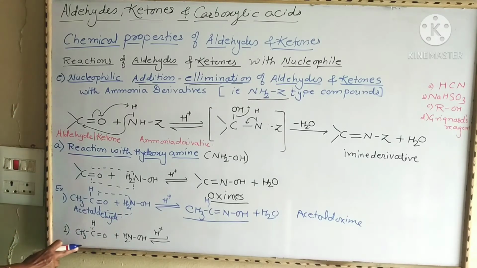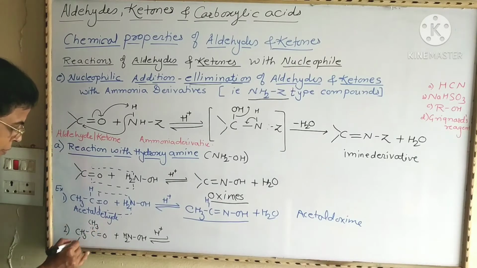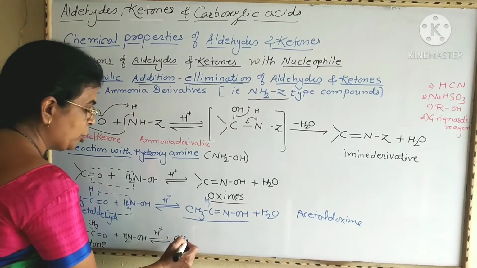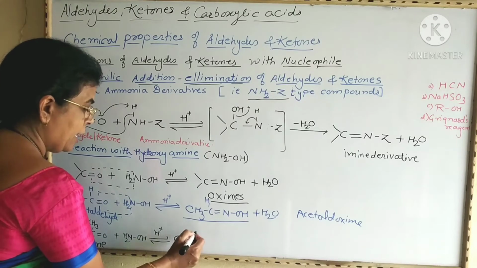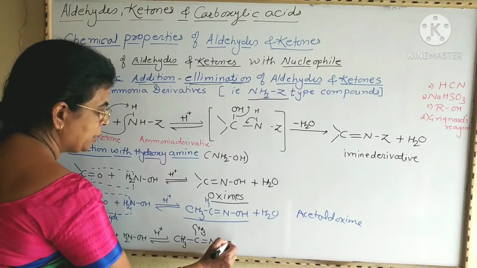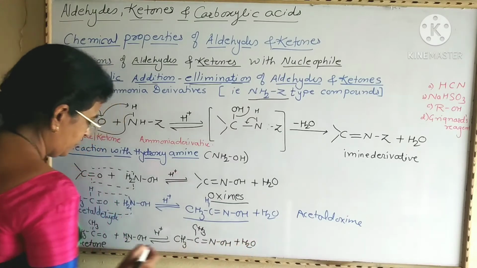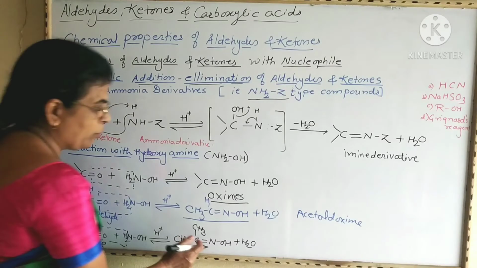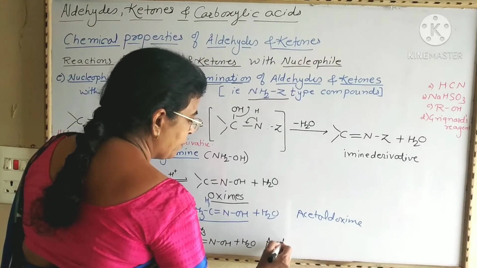Now, the second reaction we are going to see is with a ketone, that is acetone. Now this is acetone. When this acetone reacts with hydroxylamine in weak acidic medium, formation of acetoxime takes place plus H2O. From this, removal of H2O takes place to form this compound. The name of this compound is acetoxime.